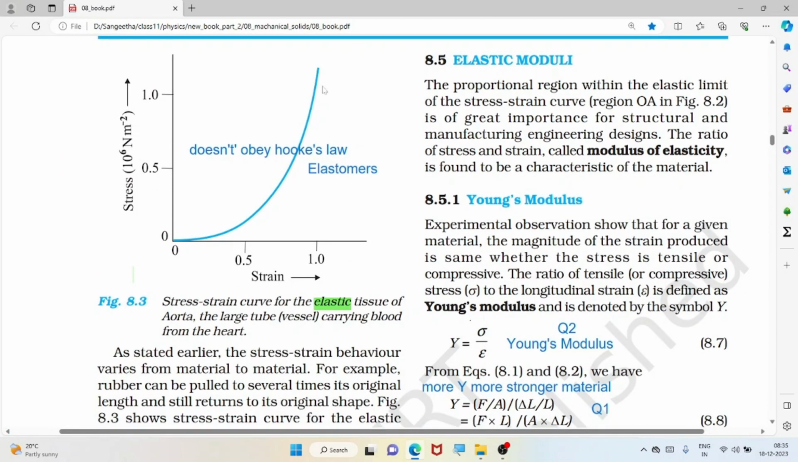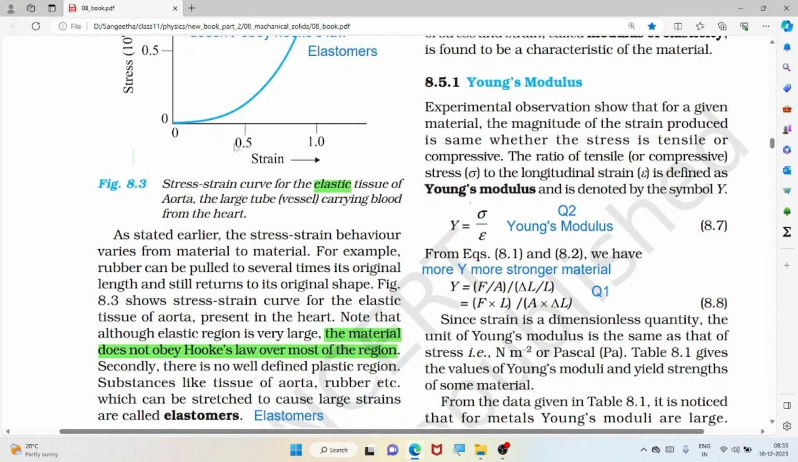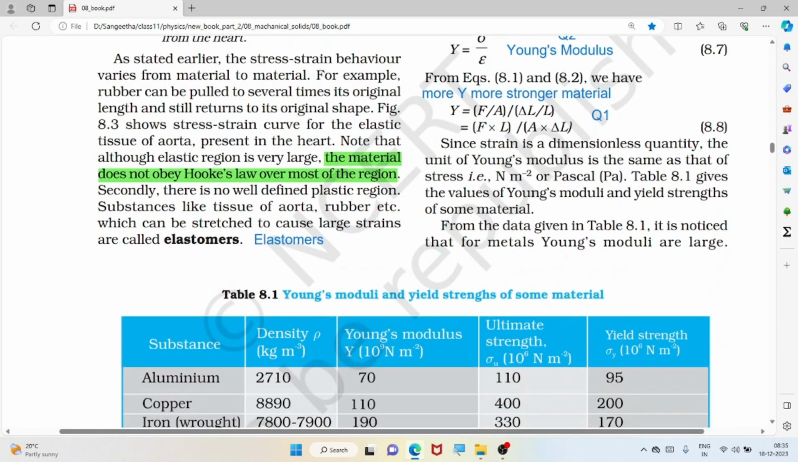Hooke's law is not applicable for this type of curve, which is non-linear. These are called elastomers. They don't obey Hooke's law. Most of the elastomers do not obey Hooke's law.